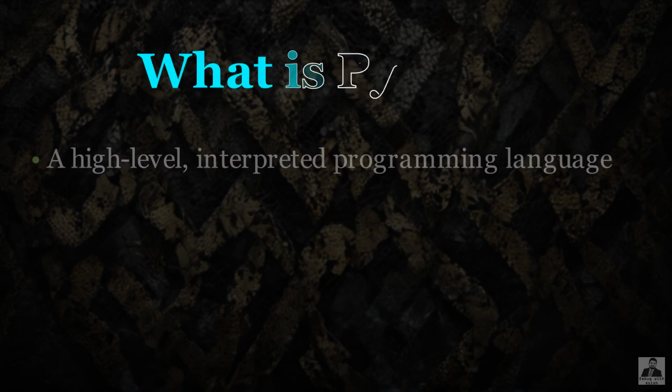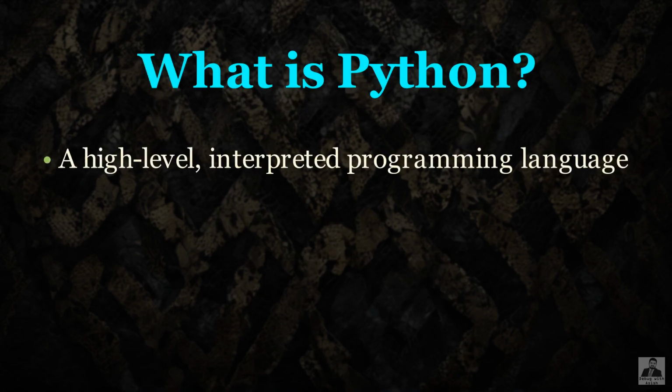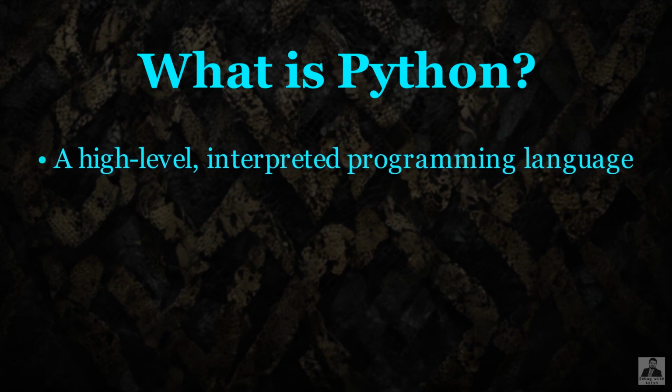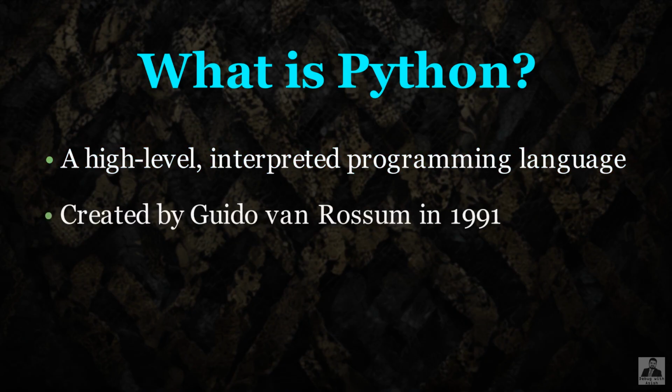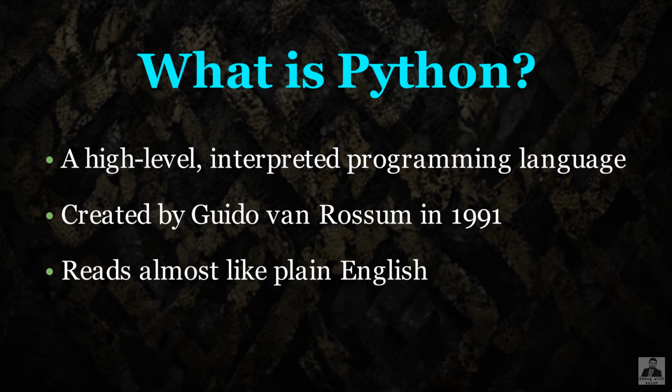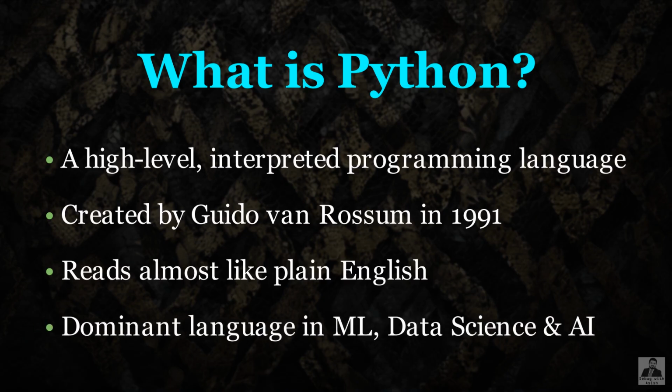Python is a high-level interpreted language. High-level means it handles a lot of low-level complexity for you, like memory management. Interpreted means your code runs line by line, directly, without needing to be compiled first. This makes it very fast to write and test. That is exactly why data scientists and machine learning engineers love it.